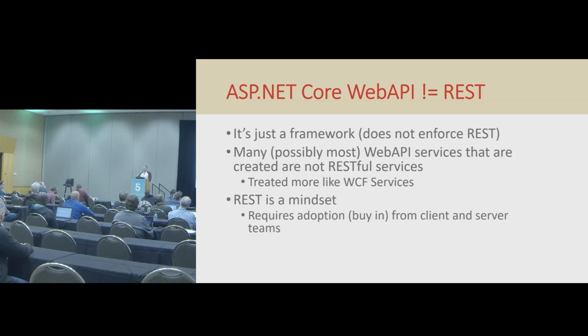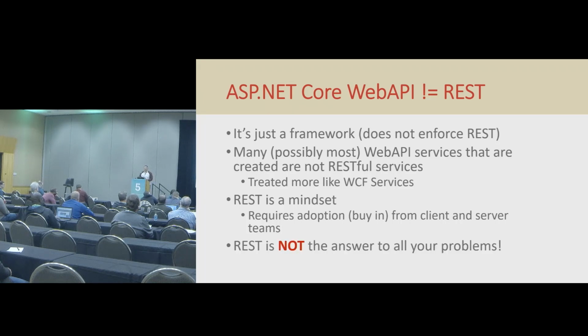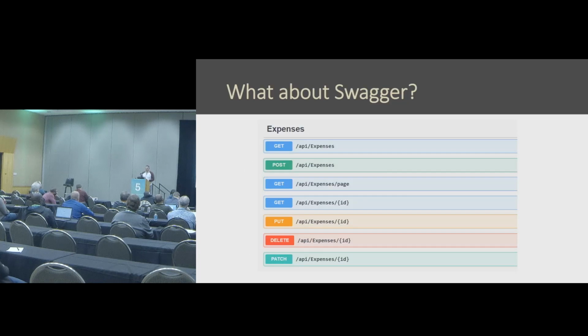REST is really, besides being an architectural standard, and there's some things in place, it's really a mindset, and we have to change the way that we think about dealing with our resources. It does require adoption or buy-in by both client and server-side teams in order to make that happen. Now, obviously, if the server-side team controls the RESTful service, the client has to buy into it. But in any case, I also want to say that REST is not the answer to all of your problems. There are definitely some challenges to be solved, and that's why there's still WCF services and why GraphQL came about. What about Swagger?